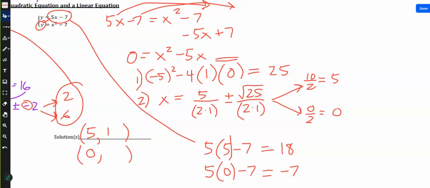So when I plug in a 5, I get 18. When I plug in a 0, I get negative 7. So these are the two answers for that question.